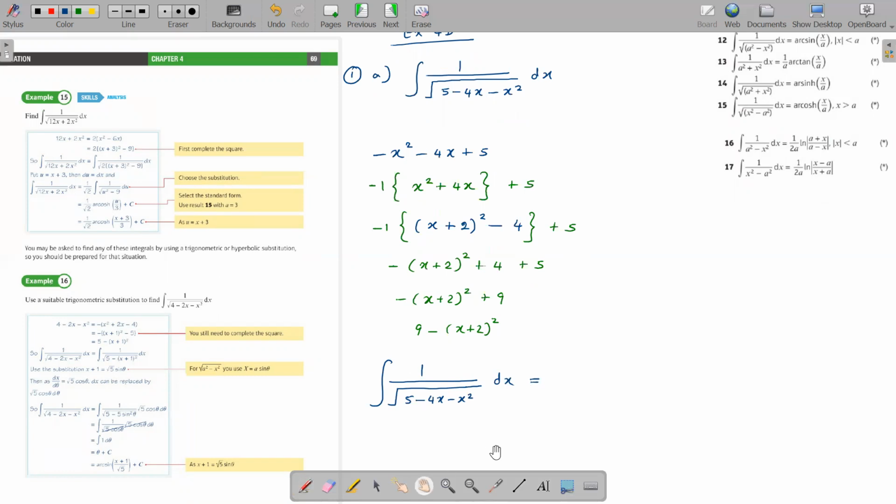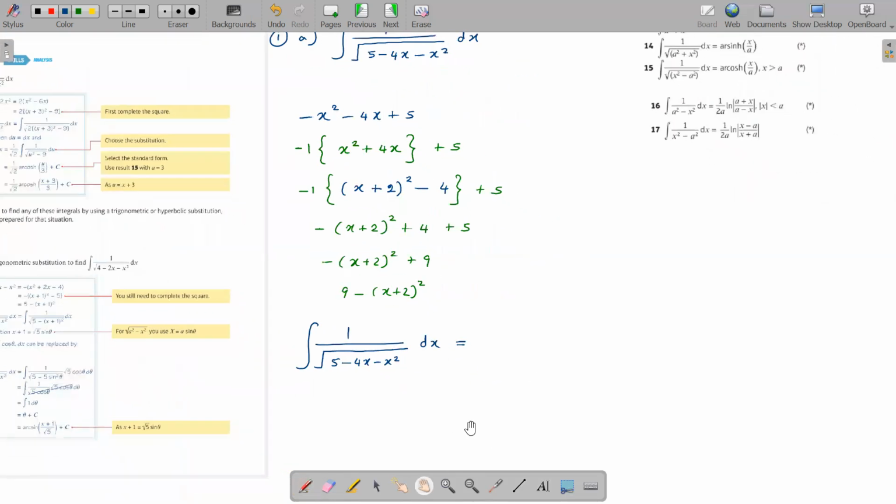What do we work with here? Instead of writing 5 minus 4x minus x square, we can write the completed square format. What is it? 1 over root 9 minus (x plus 2) square. Are you with me? We come to this form. Now we are going to use a substitution.